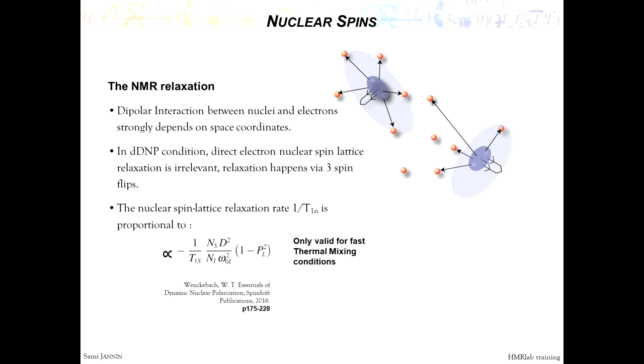according to Vaneeckhaute, is proportional to 1 over the T1 of the electron times the number of electron spins divided by the number of nuclear spins times d squared, which is the width squared of the EPR line, over omega_0I, which is the nuclear Larmor frequency, times 1 over p squared. P is the polarization of the electron. So the faster the electron T1, or in our case, it's not even a T1, it's a T2, then the faster the nuclear spin relaxation.